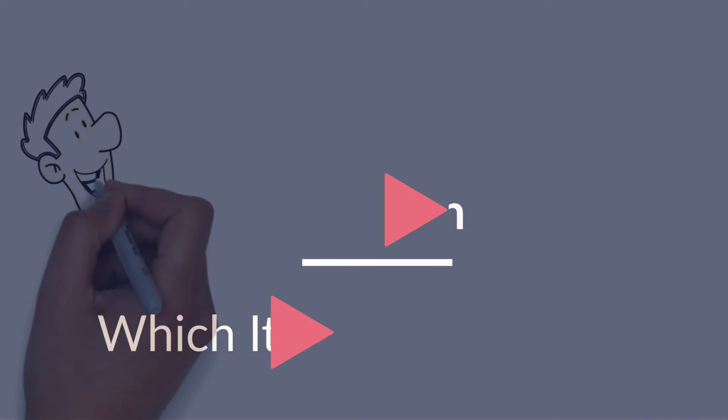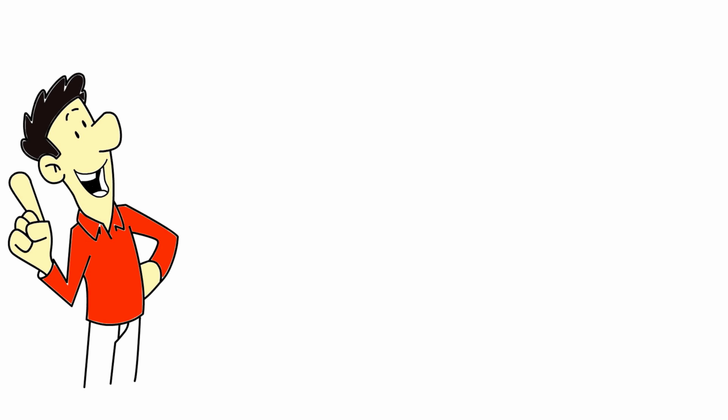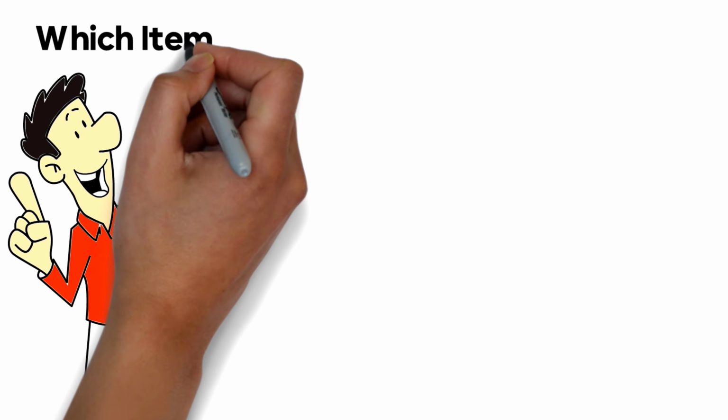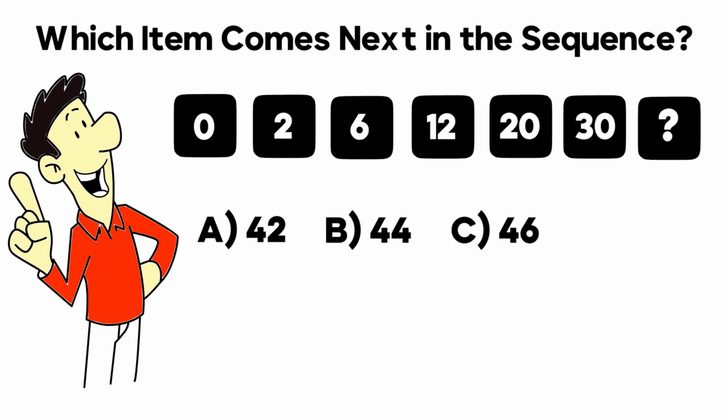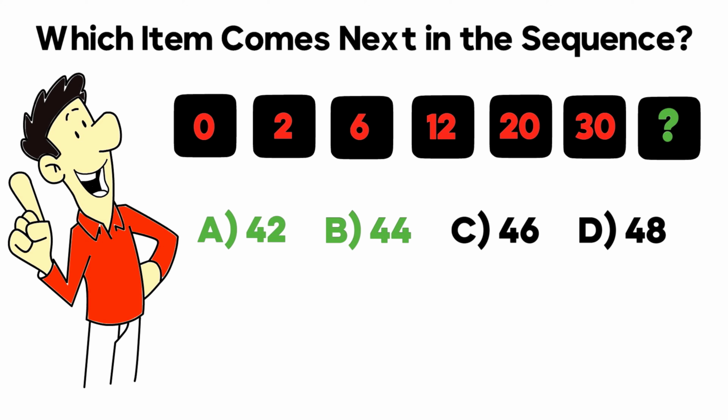Very frequently on the test, you might be asked to detect the pattern. In this question, we're being asked which item comes next in the sequence. And we're presented with the sequence of items. 6 items in the sequence are visible: 0, 2, 6, 12, 20, and 30. And the next item is missing. And you're being asked to select one of the 4 following choices. Choice A, 42. Choice B, 44. Choice C, 46. And choice D, 48.